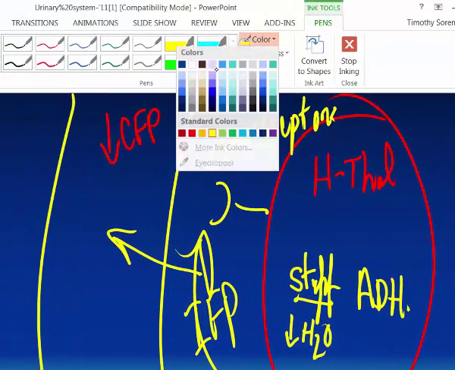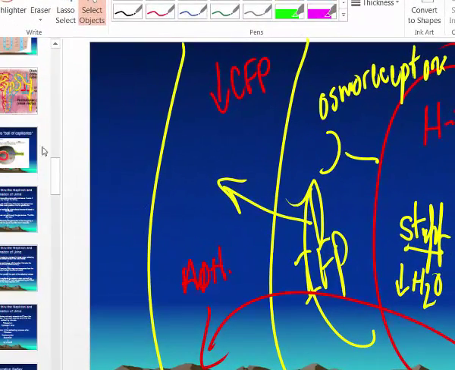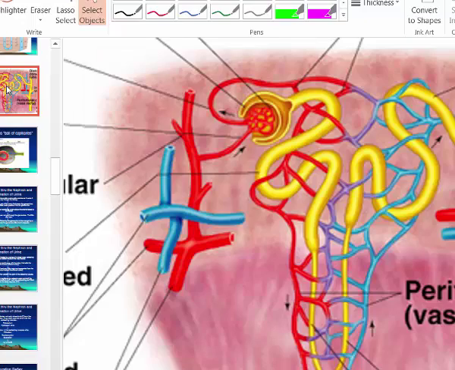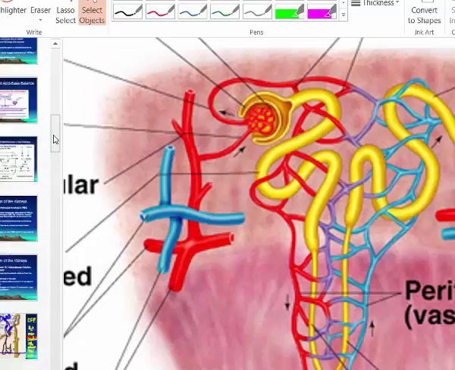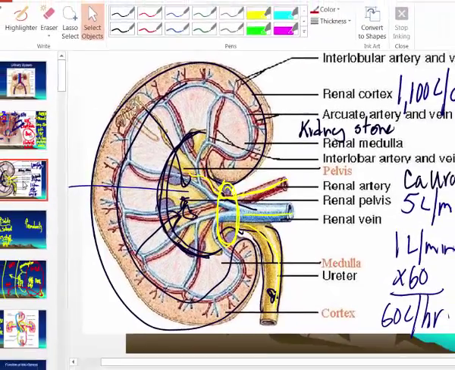And ADH is transported from the H-thal into the posterior pituitary. And the ADH is released into the blood. Are you with me? Here we go. Look, and I know I told you this. I'm going to tell you this again.